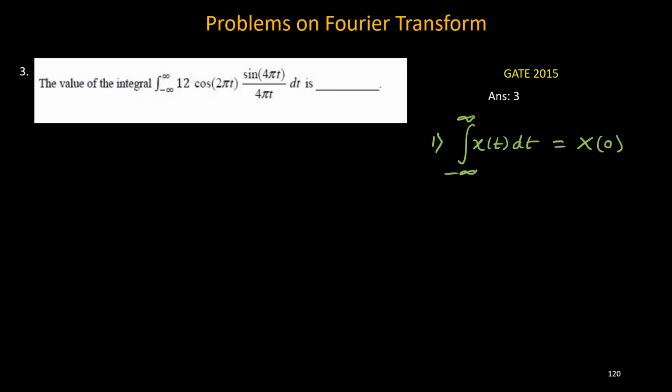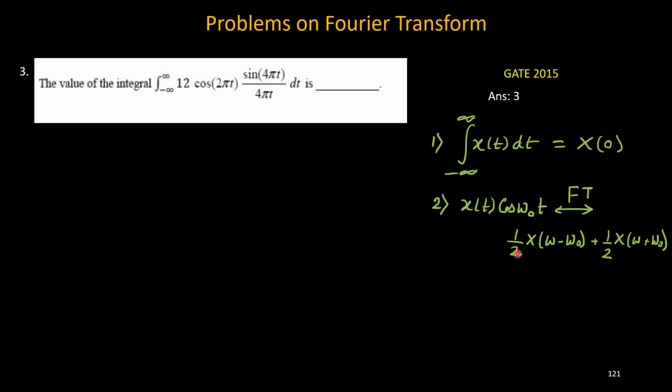For this, we'll use these properties. First, the integral of x(t) dt, that is nothing but X(0). So integration in time domain, meaning the area under the time domain signal x(t), will be capital X(0) only. That's the property. Next, the modulation property: x(t) cos ω₀t will be half X(ω minus ω₀) plus half X(ω plus ω₀). Remember that sometimes I'll remove the j. The j indicates that it may be complex, but it's a function of ω. That is the main thing.